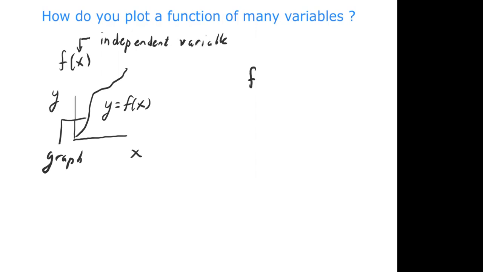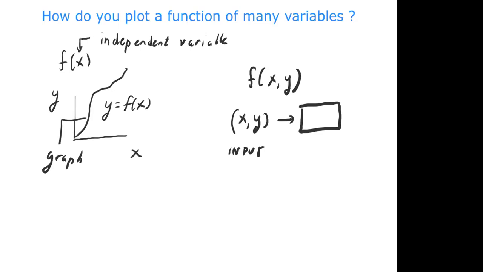Now, suppose you have a function of two independent variables, x and y. Well, what this says is that you tell me what x and y are. That's my input. You put it inside a box, which is my function. And out comes output, which will be a number z.